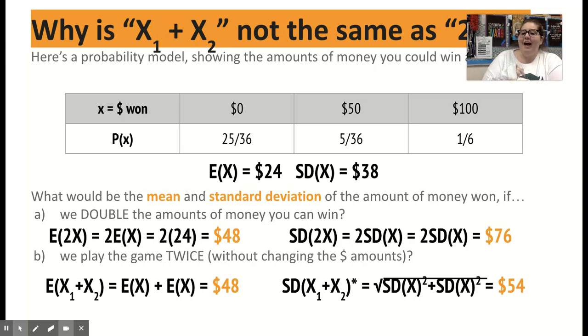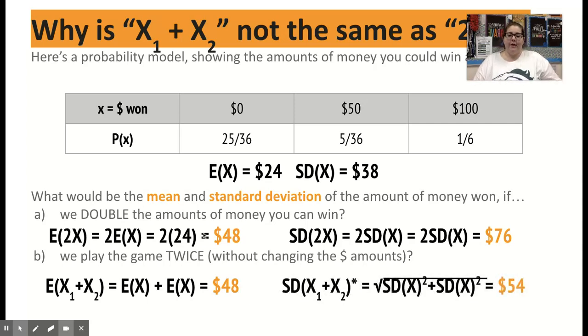I have to add variances, right? So I end up doing standard deviation squared, so 38 squared plus 38 squared, and then square rooting it to get 54. So my standard deviation changes when I'm combining versus just scaling, right?